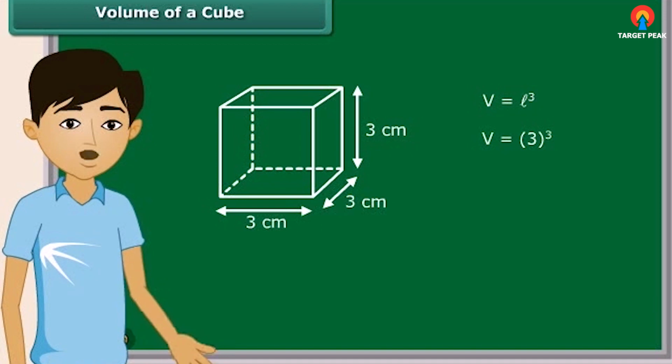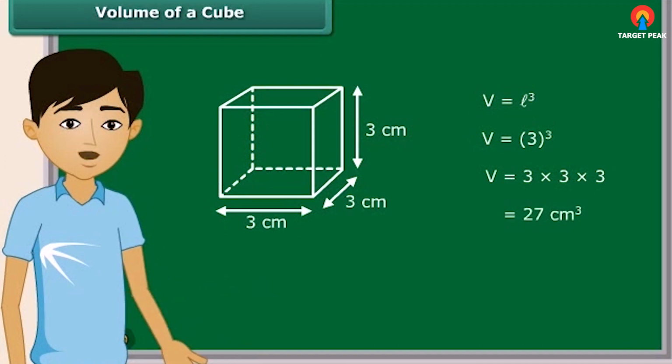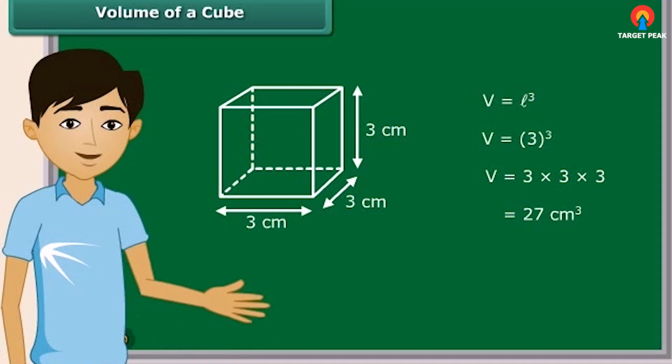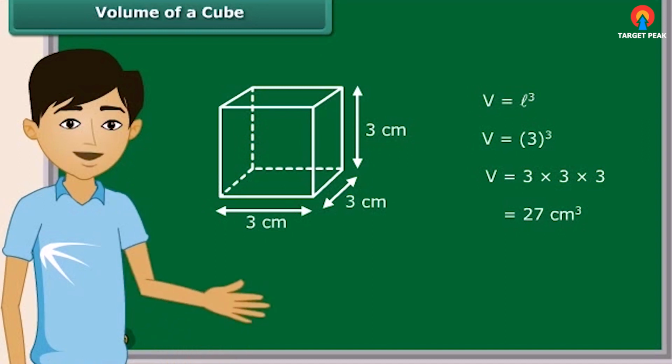Next, 3 to the power of 3 is equal to 3 multiplied by 3 multiplied by 3. This gives 27. Let's write it here. Since the unit for the length is centimeter, the unit for the volume will be cubic centimeter. Hence, the volume of this cube is 27 cubic centimeters. So children, now you can also work on similar problems in this way.